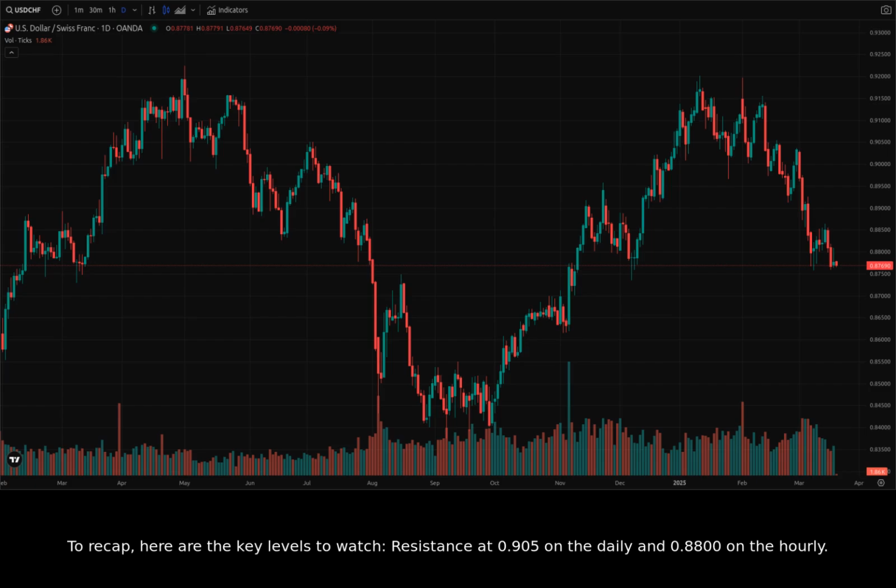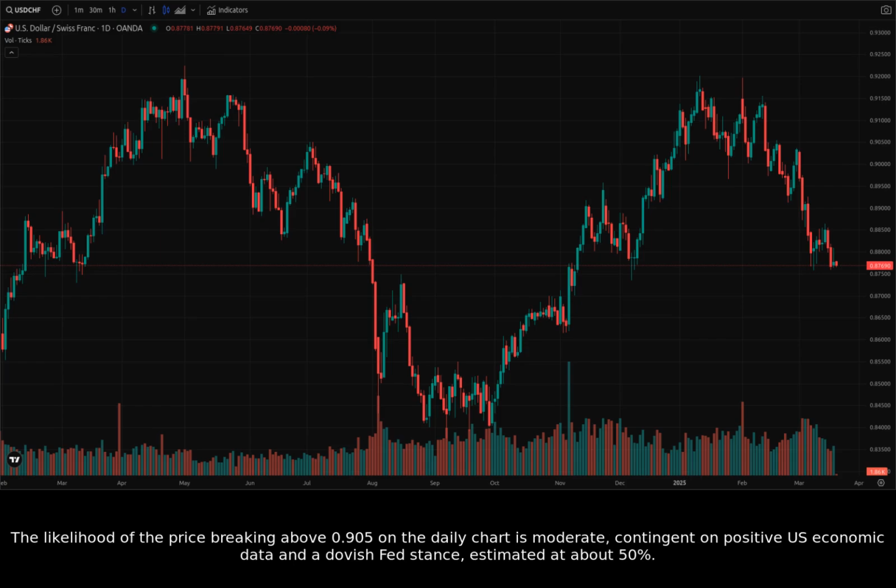To recap, here are the key levels to watch. Resistance at 0.905 on the daily and 0.8800 on the hourly. Support levels are at 0.877 on the daily and 0.8756 on the hourly chart. The likelihood of the price breaking above 0.905 on the daily chart is moderate, contingent on positive U.S. economic data and a dovish Fed stance, estimated at about 50%.